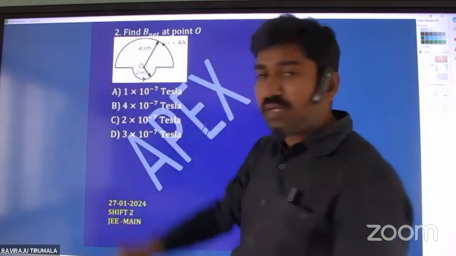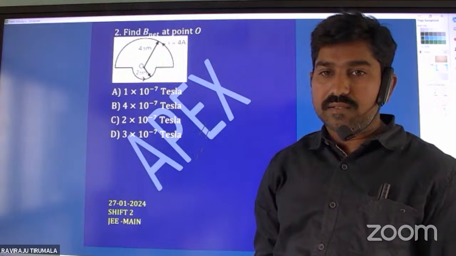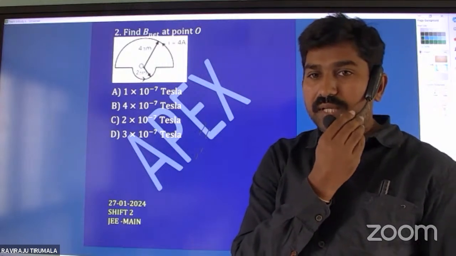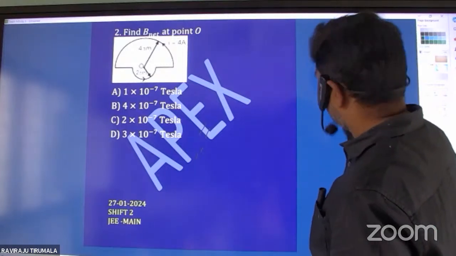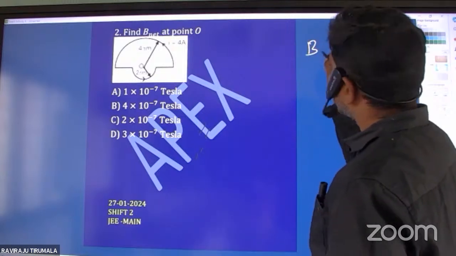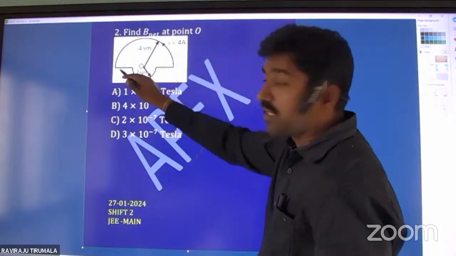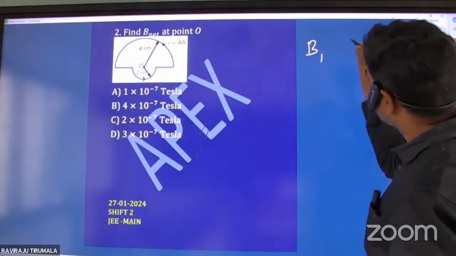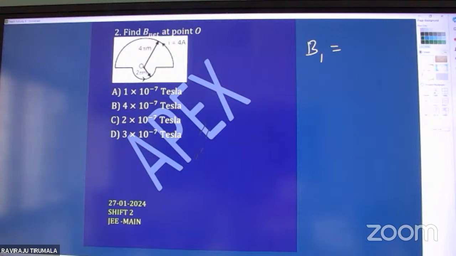For this circular coil, what is the formula? Mu naught I by 4R. So first you have to calculate the magnetic field here. Let me consider this is the first part, this is the second part, and these two are the third and fourth parts. For the first part, what is the formula? Just try to calculate that.